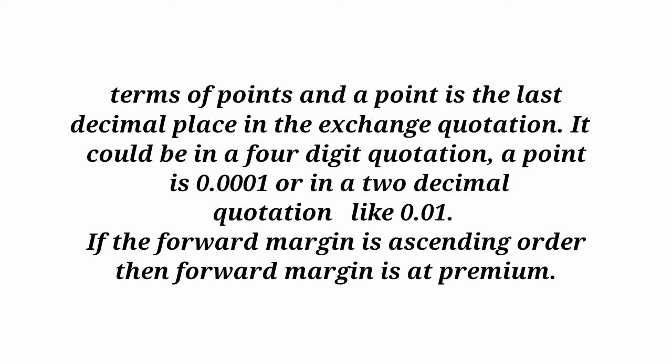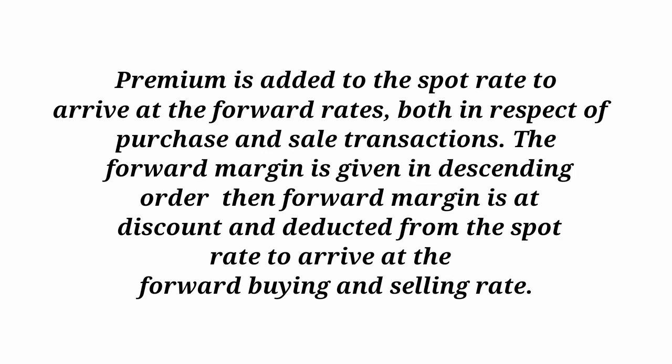It could be a point is 0.0001 or in a 2 decimal quotation like 0.01. If the forward margin is in ascending order, then the forward margin is at premium. Premium is added to the spot rate to arrive at the forward rates, both in respect of purchase and sale transaction. If the forward margin is given in descending order, then the forward margin is at discount and deducted from the spot rate to arrive at the forward buying and selling rate.